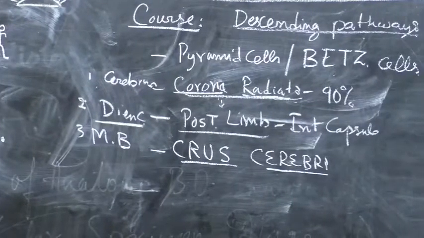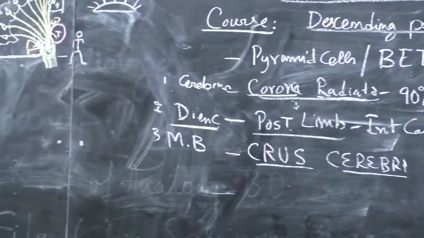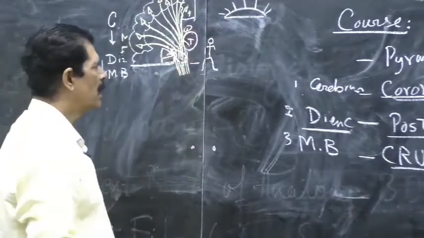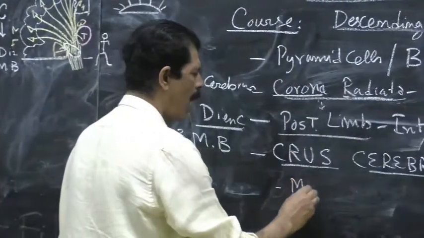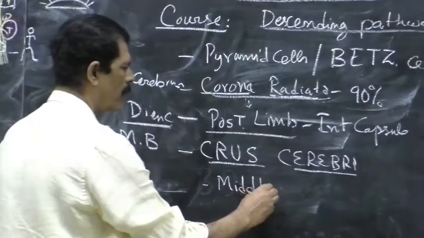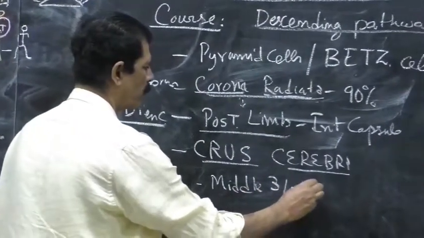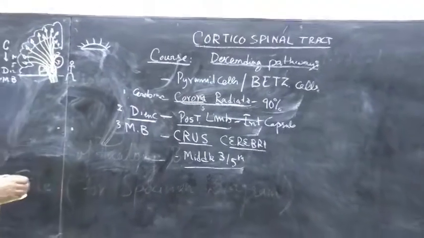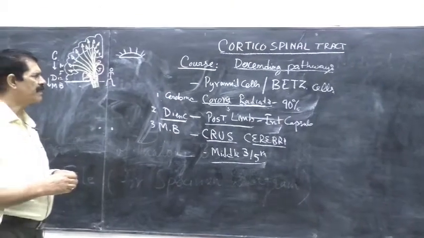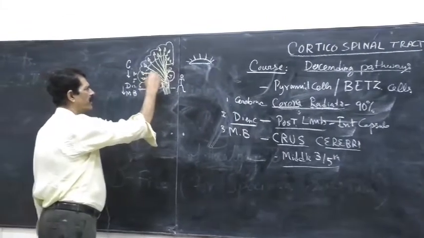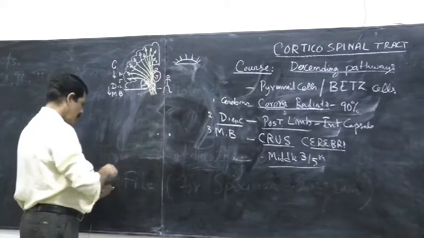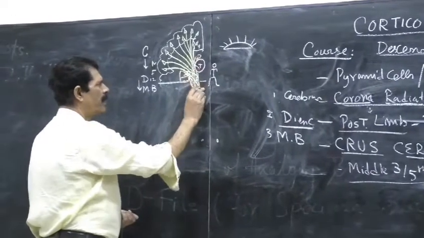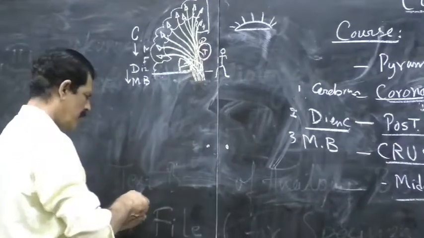Now in the crus cerebri, different fibers are present, but the corticospinal fibers occupy the middle three-fifths position, and as they further twist at 90 degrees, the fibers of the face, the head and neck fibers, are medially placed, and the foot is lateral in position.